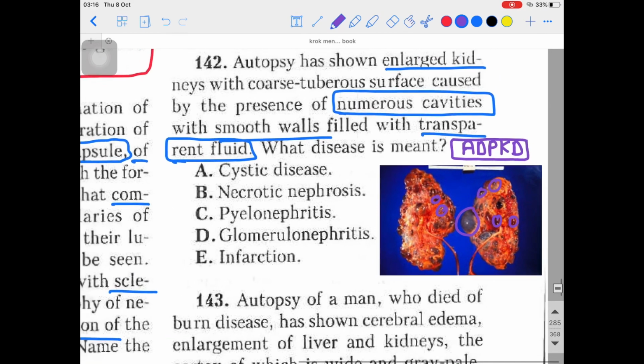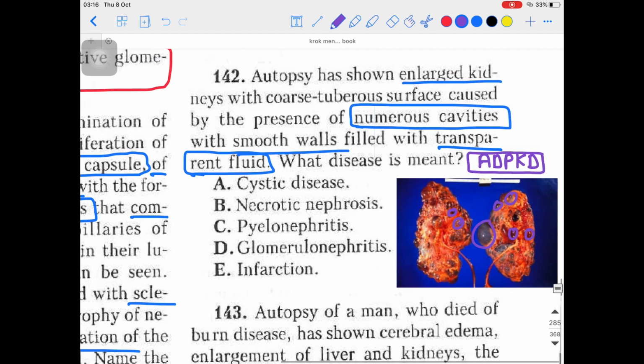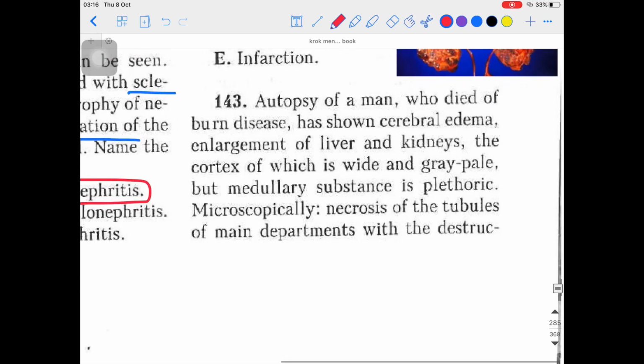Okay, so here the answer is very clear. Polycystic kidney disease is not in the options as expected, so the answer will be cystic disease, right? Same thing, right? Autosomal dominant polycystic kidney disease is a cystic disease. After all, there is a formation of cysts with transparent fluid, but the main appropriate answer will be autosomal dominant polycystic kidney disease. Okay, moving on to the next question.